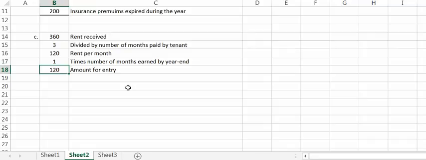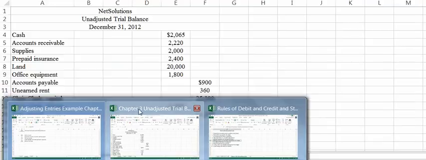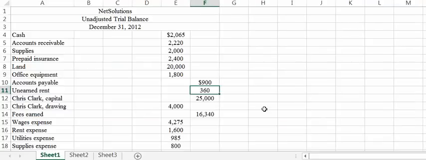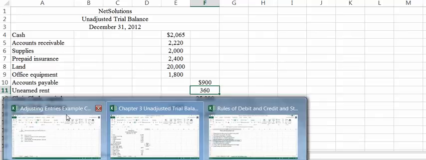Now, of course, you could just look at this one and figure out 120 is how much we've earned from December 1st to December 31st. But again, this formula will work no matter how many months were received and how many months occurred between the payment date and the end of the year. So we're going to make the entry for 120. And unearned rent, from our unadjusted trial balance, we're showing it as $360, but we've now earned a portion of that rent, 1/3 of it. So we're going to decrease unearned rent by the 120, the amount earned by the end of the year.